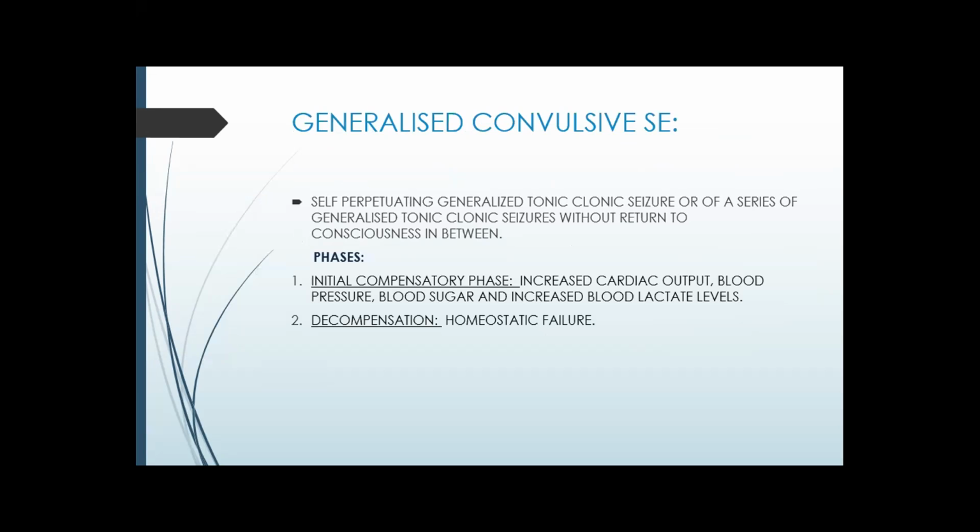Generalized convulsive status epilepticus is a self-perpetuating generalized tonic-clonic seizure, or a series of generalized tonic-clonic seizures without return to consciousness in between. It has two phases: an initial compensatory phase, which is marked by increased cardiac output, blood pressure, blood sugar, and increased blood lactate levels, and a decompensation phase, which includes homeostatic failure.